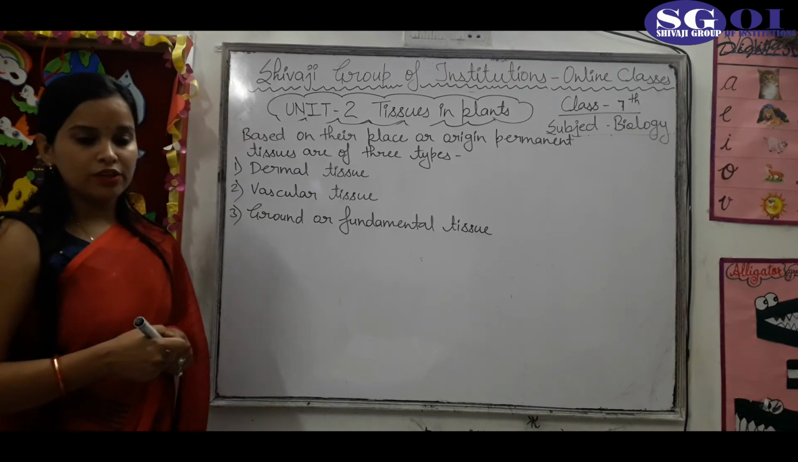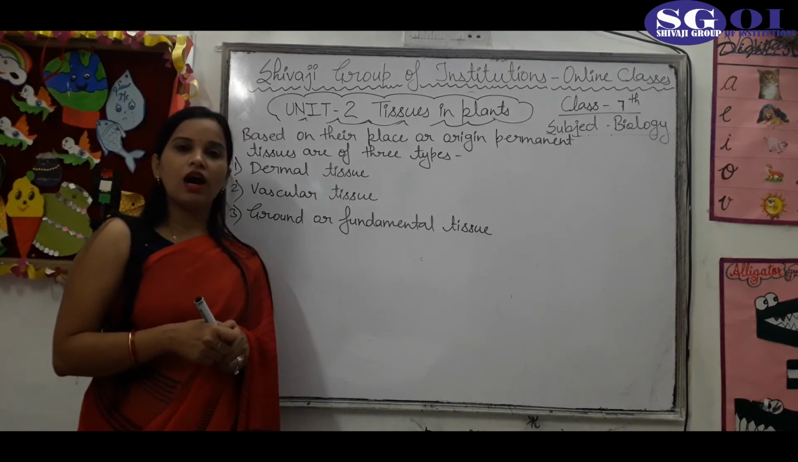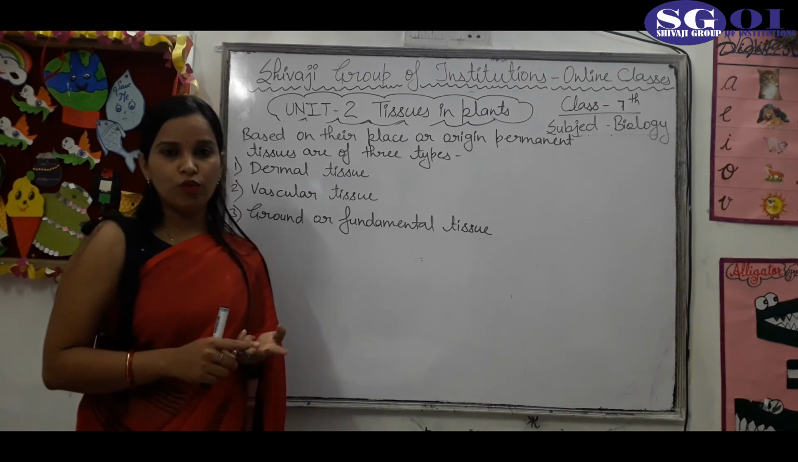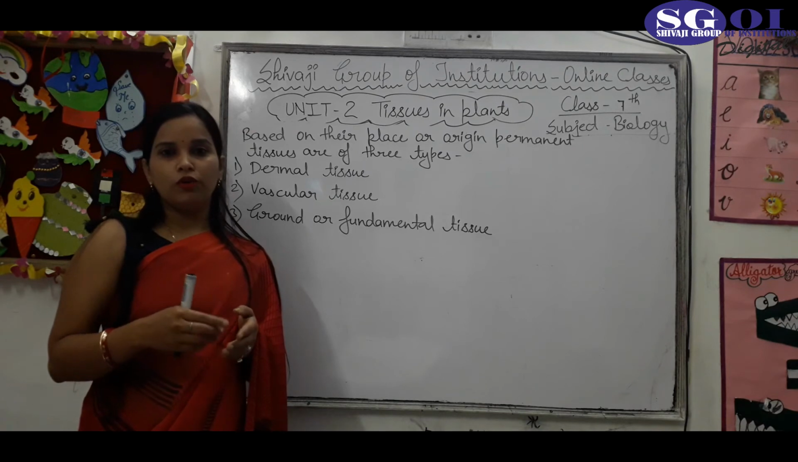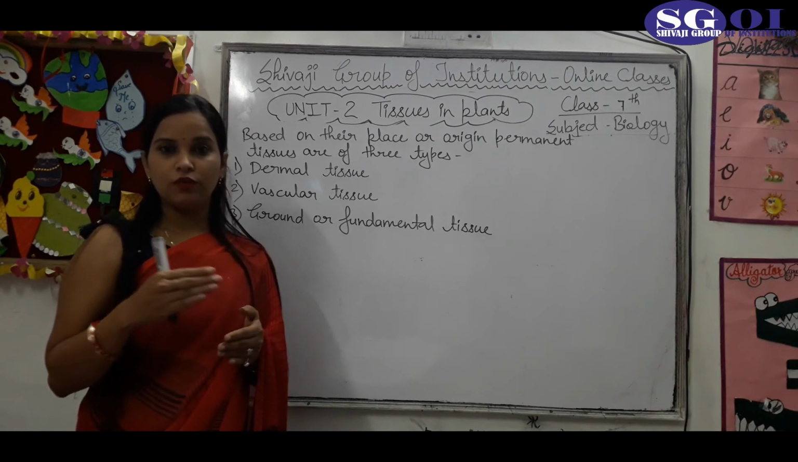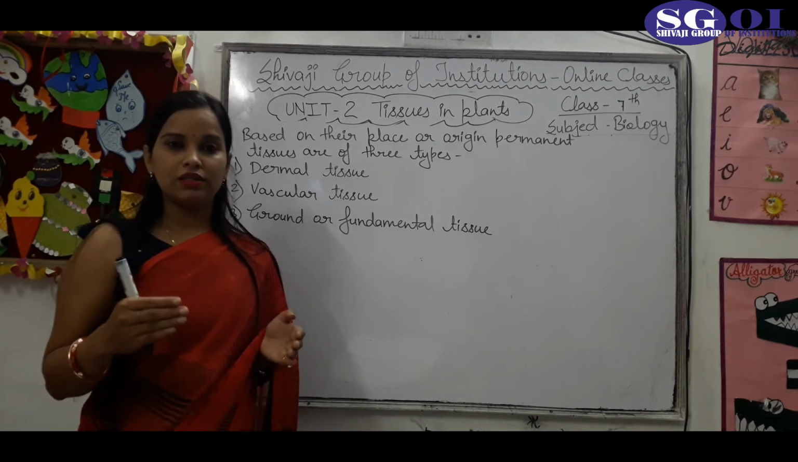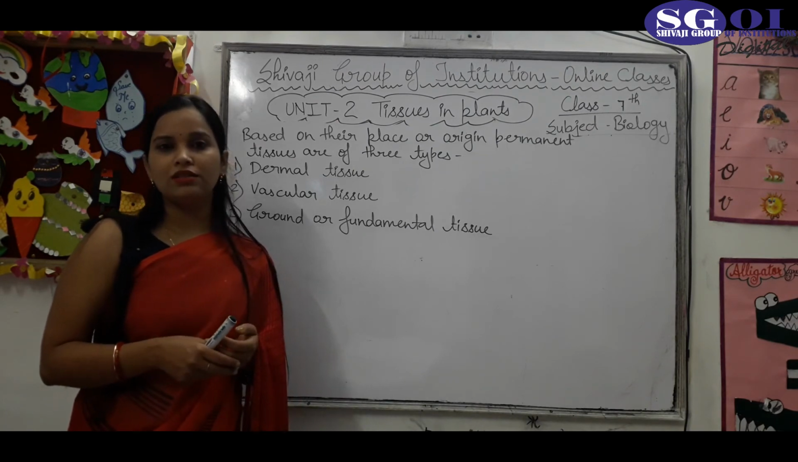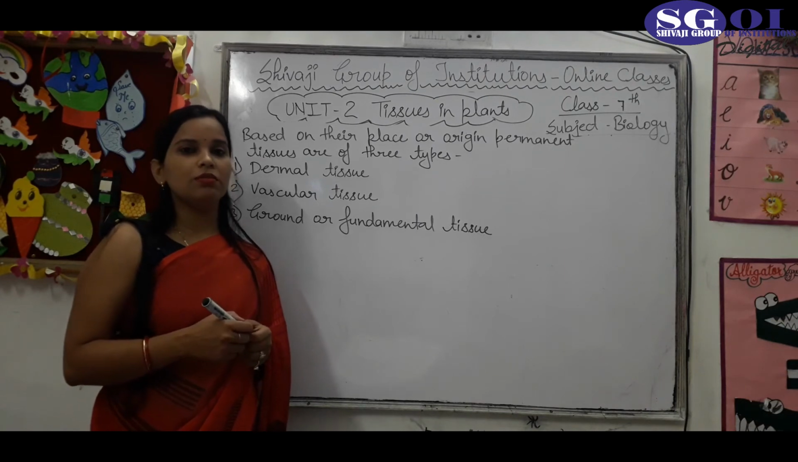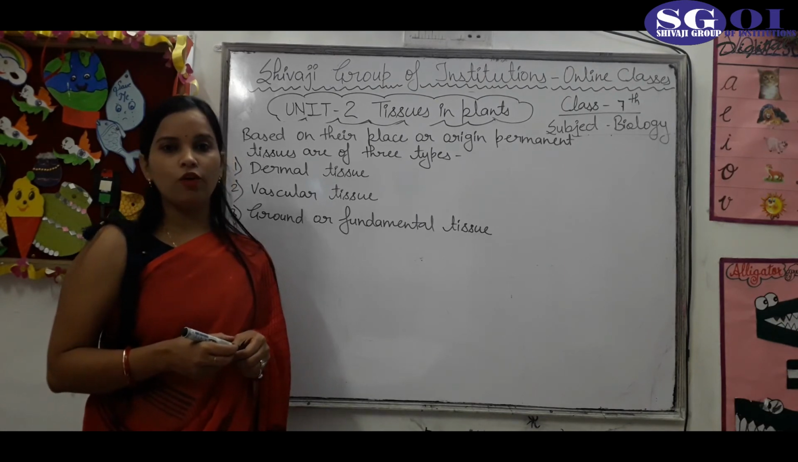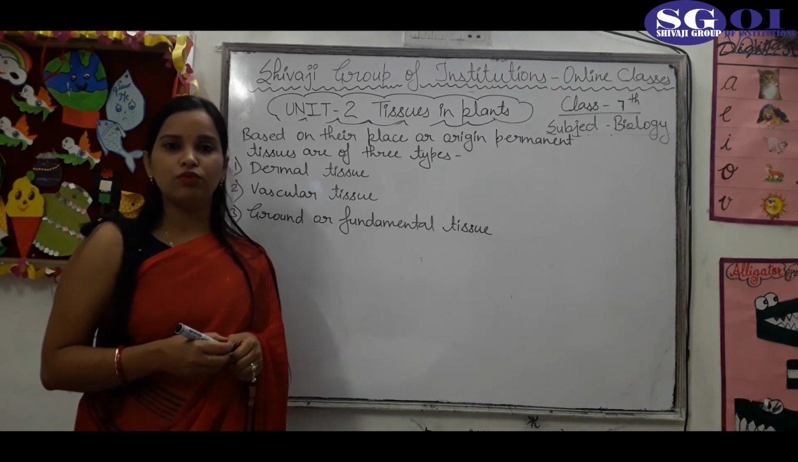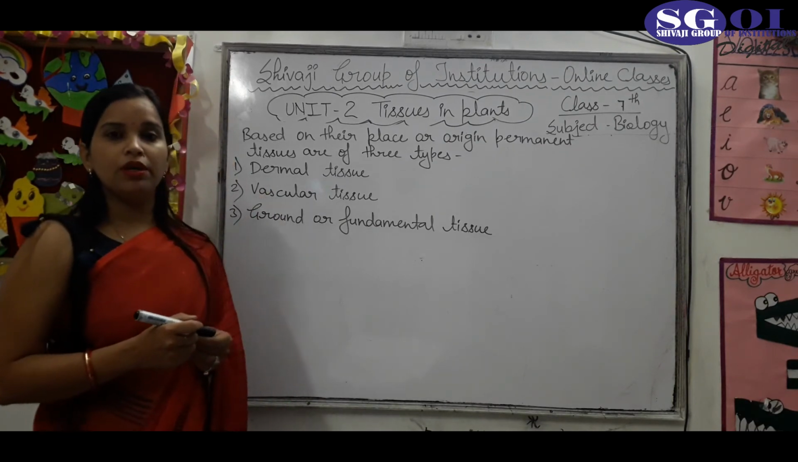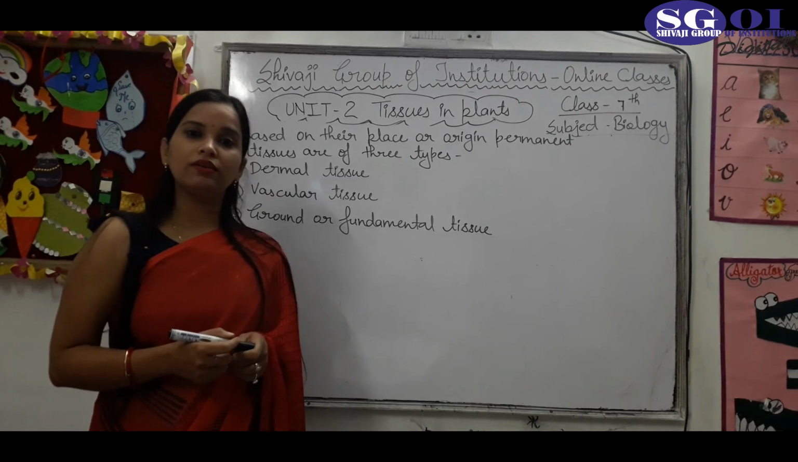Dermal tissue. Actually, the dermal tissue is usually present in the outermost layer of the stem, leaves, flowers and fruits. It forms the outer surface layer of these parts of a plant. So commonly it is known as epidermal. It means dermal tissue forms the epidermal layer of the stem, leaves, fruit and flowers. And what is the main function of the dermal tissue? The main function of the dermal tissue is to protect the plant.